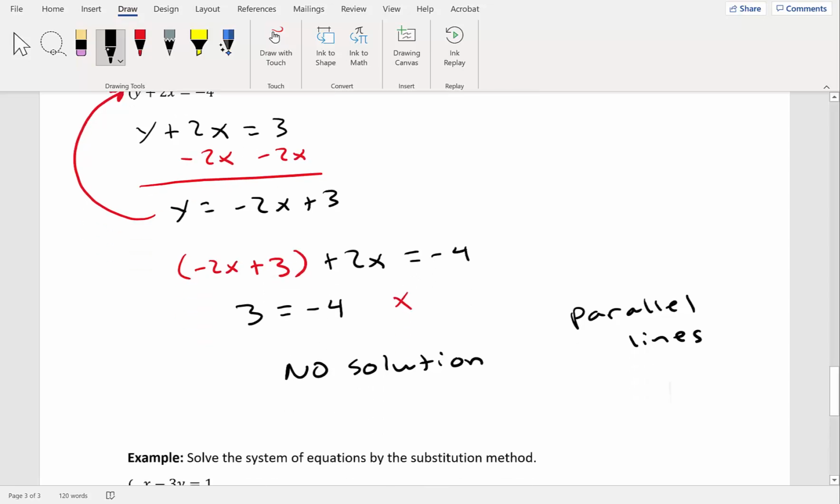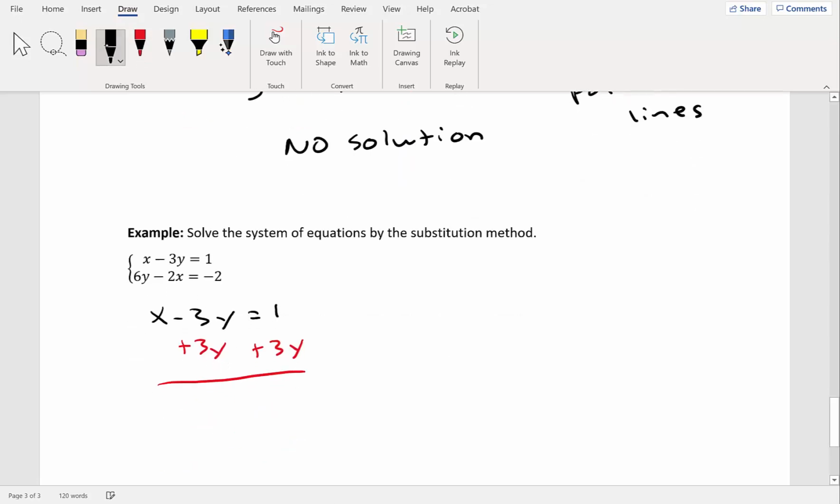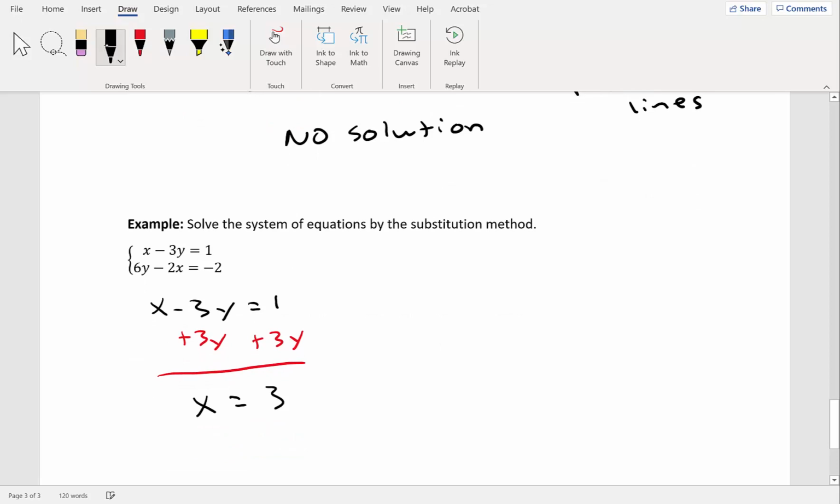Let's go ahead and take a look at one more problem. So solve the system by the substitution method. Okay, so let's choose one of these equations and solve for a specific variable. If I take a look at that first equation that's given to me, it'd be a little bit easier to solve for x, because all I have to do here is just add 3y to both sides, and I get my x by itself. So I get x is equal to 3y plus 1.